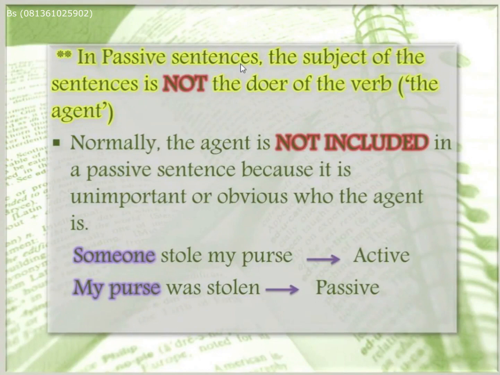In passive sentences, the subject of the sentence is not the doer of the verb, not the agent. Normally, the agent is not included in a passive sentence because it is not important, or the agent is obvious. Everyone knows who the agent is. Someone stole my purse. It's active. My purse was stolen, in passive. Someone is not mentioned anymore.